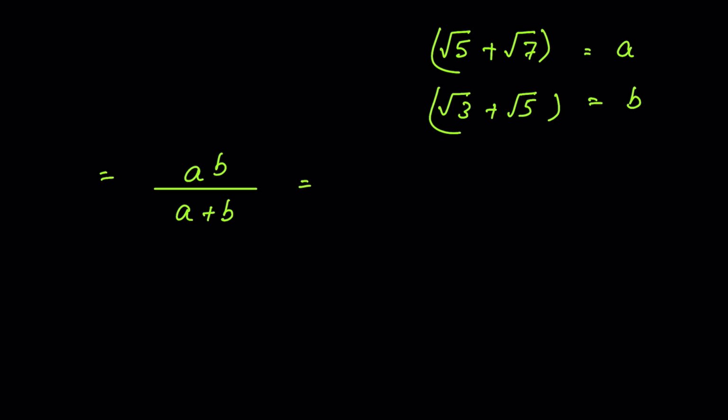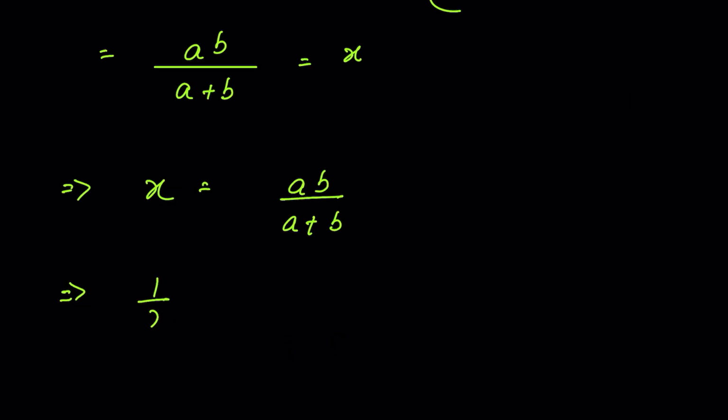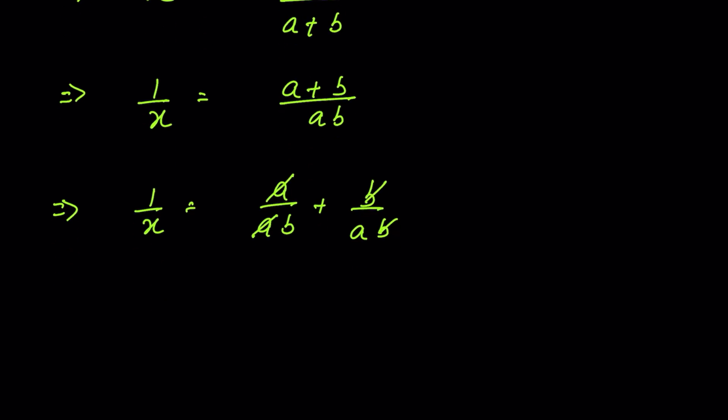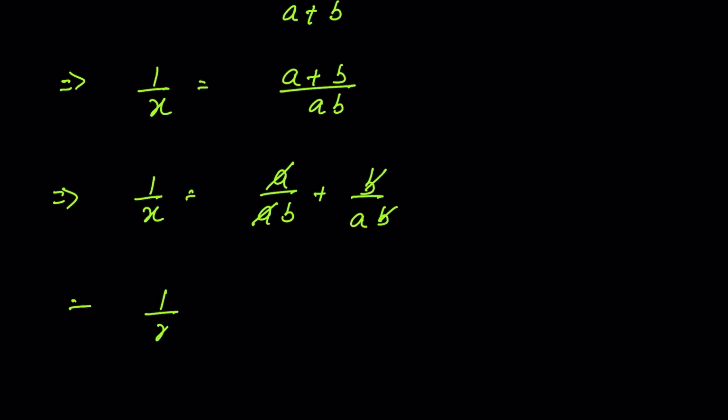Let this be equal to x. Then we have x equals ab upon a plus b. If we write 1 upon x, then this is equal to a plus b upon ab. If we take ab as the common denominator, then we can write it as a upon ab plus b upon ab. Here a and a gets cancelled, here b and b gets cancelled. Now we have 1 upon x equals 1 upon b plus 1 upon a.